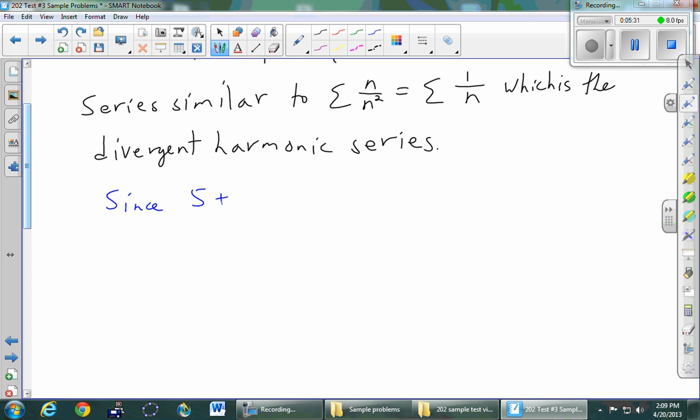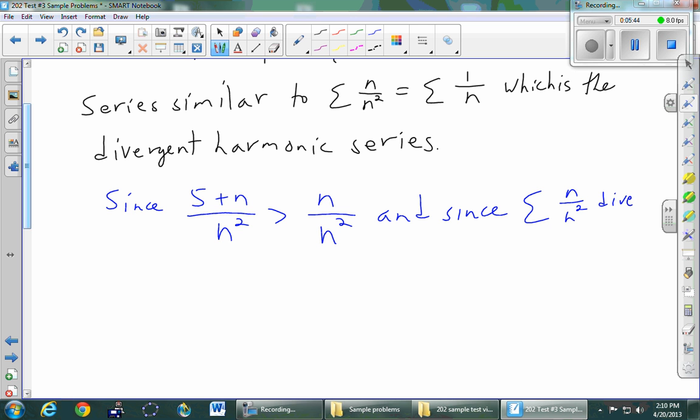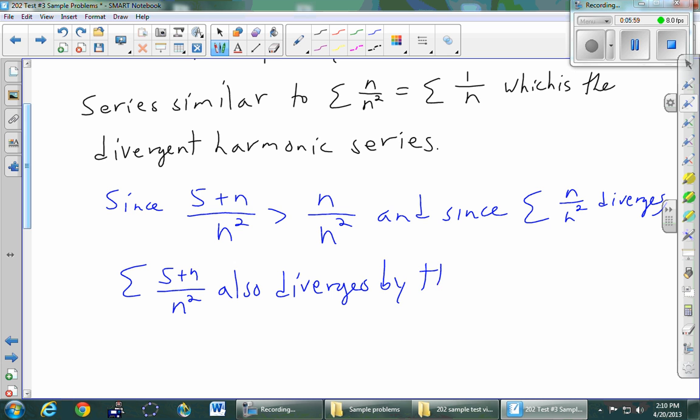Since (5 plus n) over n squared is definitely bigger than n over n squared, and since the sum of n over n squared diverges, that's the harmonic series we just talked about, the sum of (5 plus n) over n squared also diverges by the comparison test. Okay, so this one is done. We've got everything we needed.